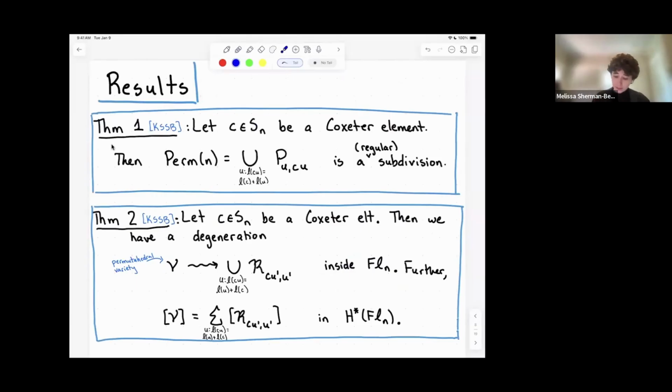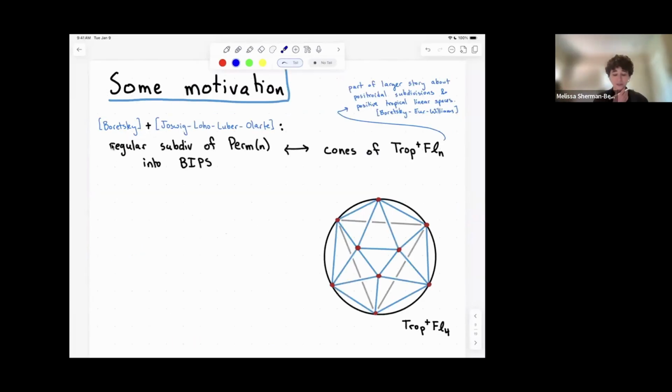One thing that I should have mentioned is the subdivisions that we obtain are actually very nice. They're what are called regular subdivisions, which just means they're particularly well behaved. So one motivation for this is that regular subdivisions of the permutahedron into Bruhat interval polytopes, exactly the kinds of subdivisions we have, have been studied before and in some sense characterized. If you combine work of Boretsky with work of Joswig, Loho, Luber, and Olarte, you get that these particular kinds of subdivisions are in bijection with the cones of the positive tropical flag variety.